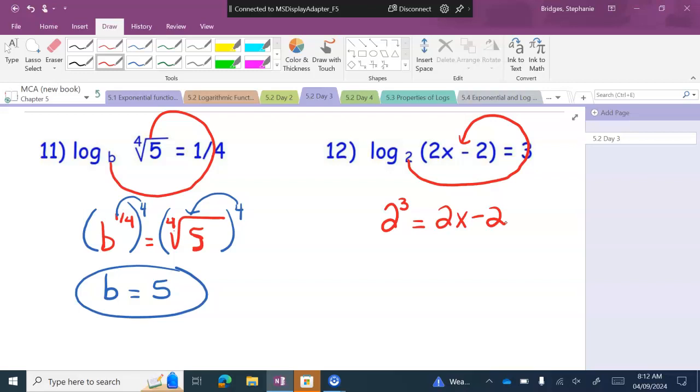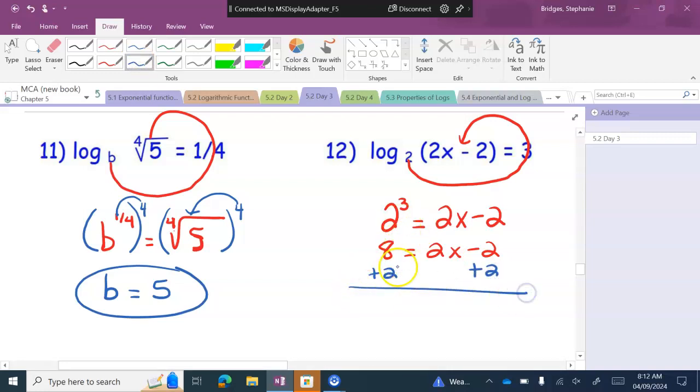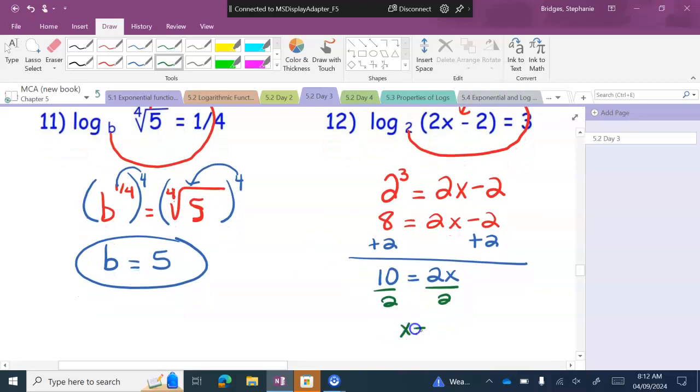Okay, the variable is in the argument. Take it to exponential, and then we're just going to simplify. In this case, we actually have to solve a little bit too because I have an equation. What is 2 to the third power? 8. And now it's just a regular basic equation to solve, right? What would I do first? Add the 2, yep. 8 plus 2 is 10. Then we're just going to divide both sides by 2. And so what is x going to equal here?